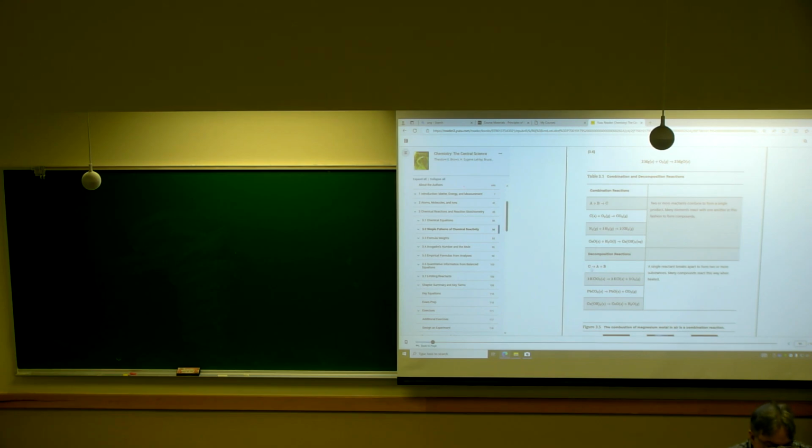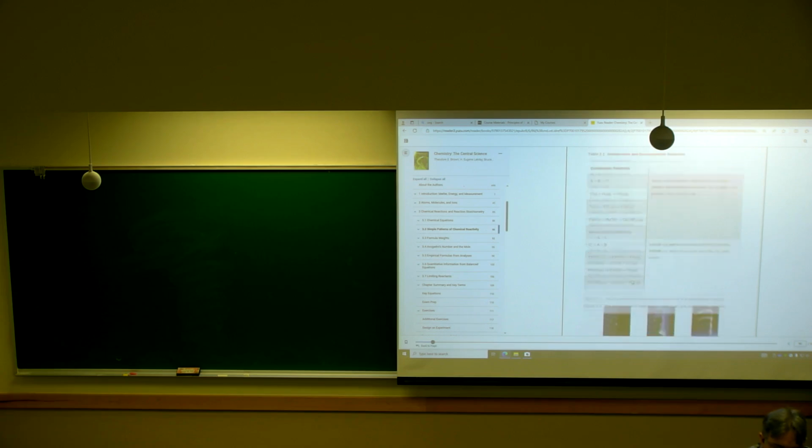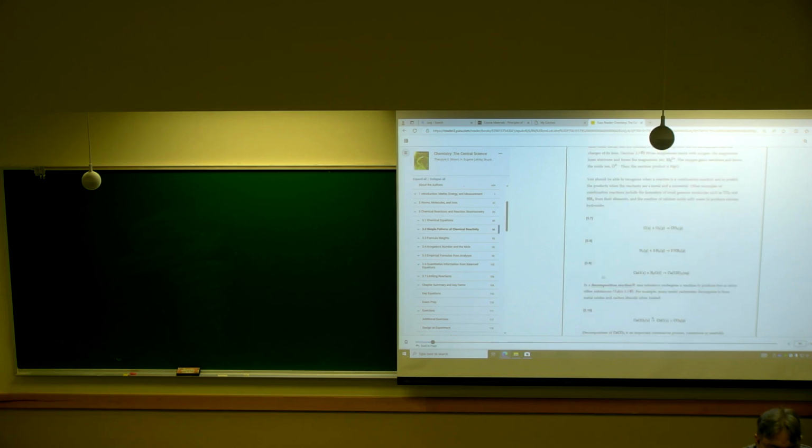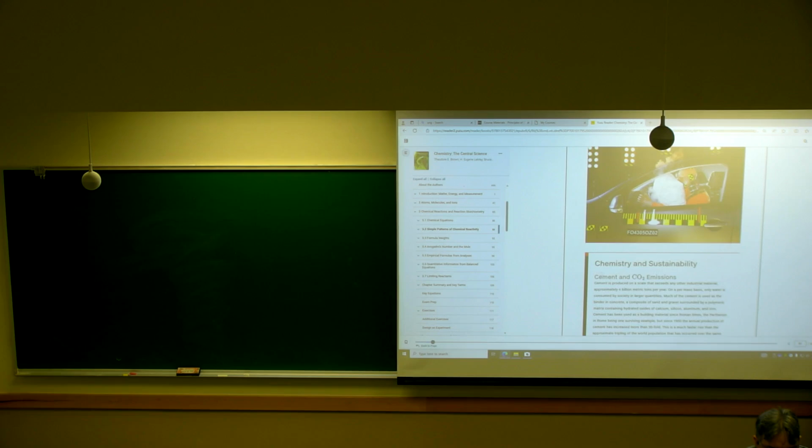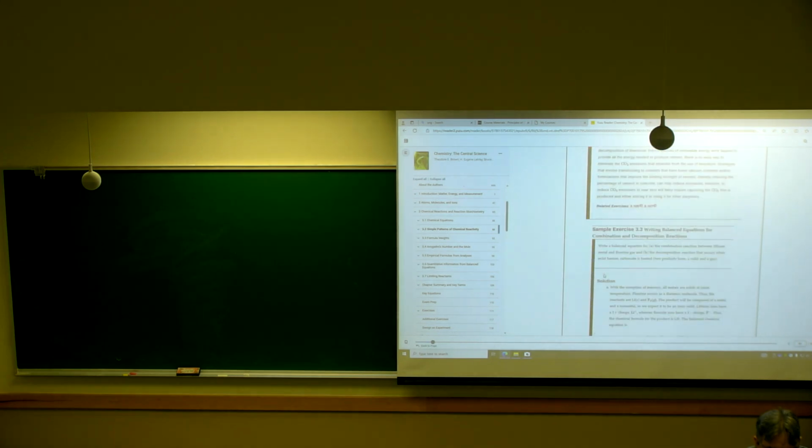Decomposition is where you have one thing and it's splitting out into two new things. So here you have KClO3, that's one thing, one compound. And then the products are KCl and O2. So this has split apart into two pieces, so that's a decomposition reaction. And so there's those two things.